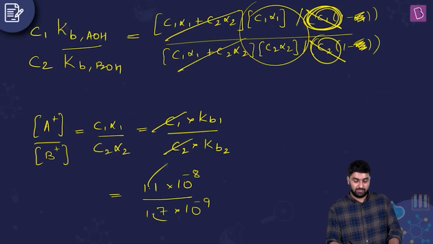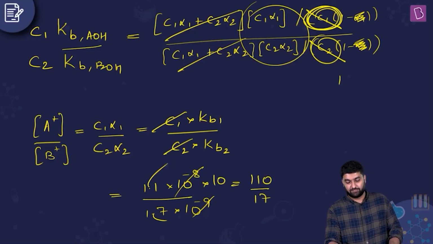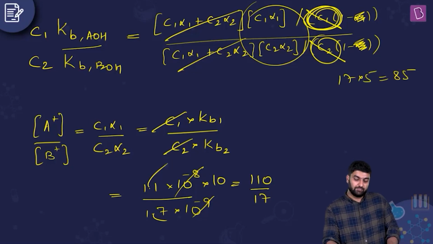Great. Let's sacrifice the decimals. This is what we have here. Let's bring a 10 over here. So we have 110 by 17. Now 17 fives are, if you ask me, 85, right? That's 170 by 2. And if we add another 17 to it, basically what do we get here?